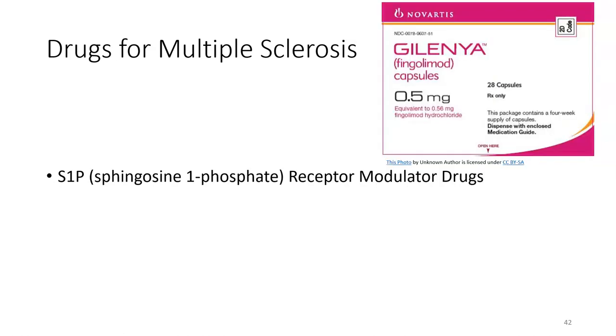And then we have S1P modulators. These inhibit an autoimmune attack on the myelin sheath of the nerve cell. S1P stands for sphingosine 1-phosphate. So again, abbreviations are much easier to remember than these crazy long science words, right? So fingolimod is Gilenya. And these drugs, the S1P receptor modulators, have the drug stem of -imod on the end. Now this is taken orally.